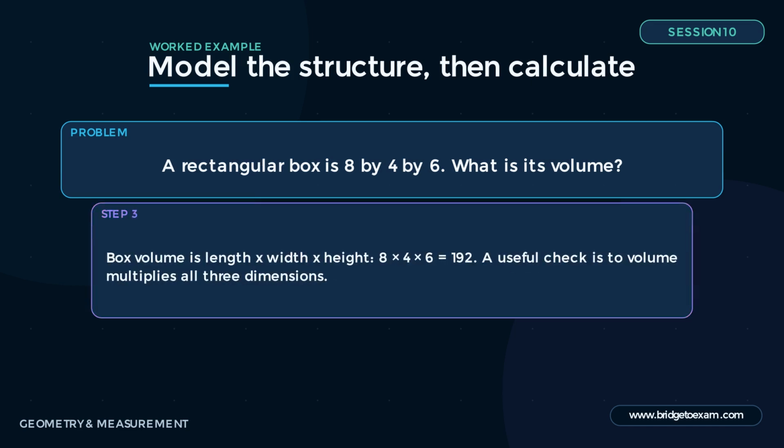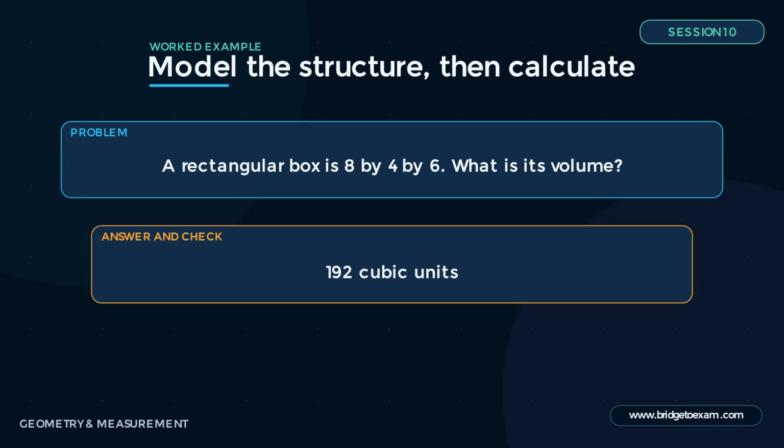Step 3 carries out the mathematics. Box volume is length times width times height. 8 times 4 times 6 equals 192. A useful check is that volume multiplies all three dimensions. The answer is 192 cubic units. Now verify the result against the original wording. The quantity, numerical size, and unit must all make sense together.